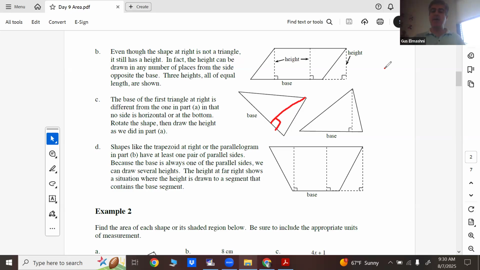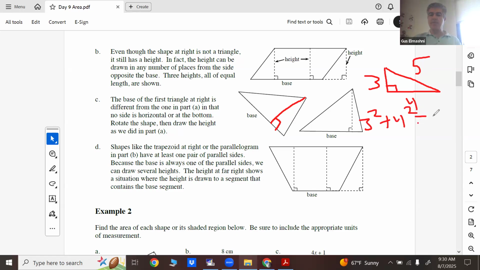trying to think here. What if I had a right triangle? Does that make sense? Why would that be the size of a right triangle? What theorem is it satisfying? So it starts with the P. Pythagorean, good. What's the Pythagorean theorem? A squared plus B squared equals C squared. Yep. So 3 squared plus 4 squared equals 5 squared, right? So that's 9 plus 16 equals 25, which is totally true, right?